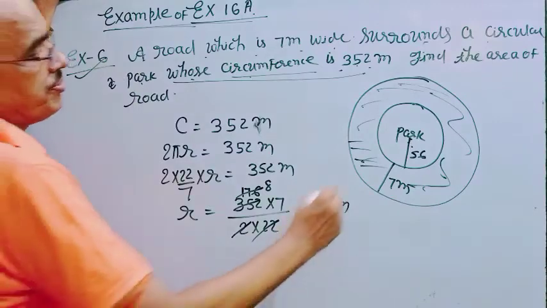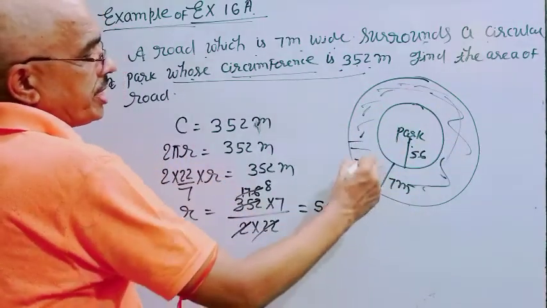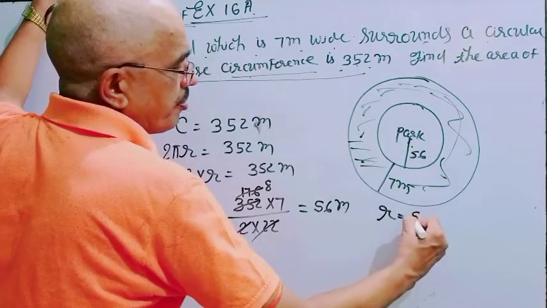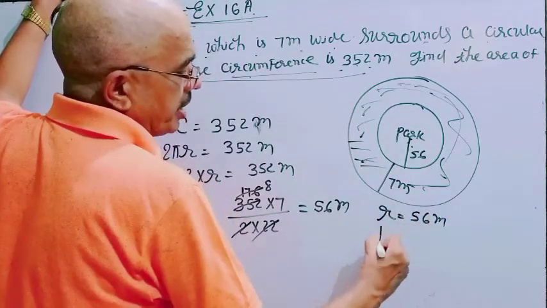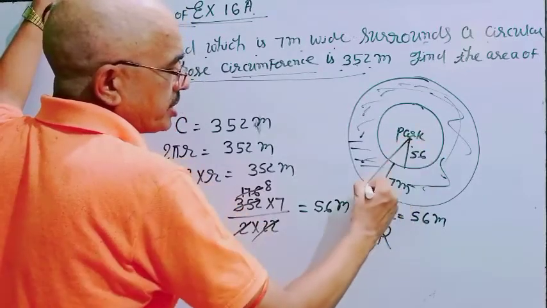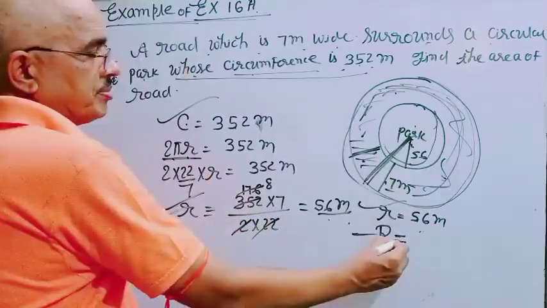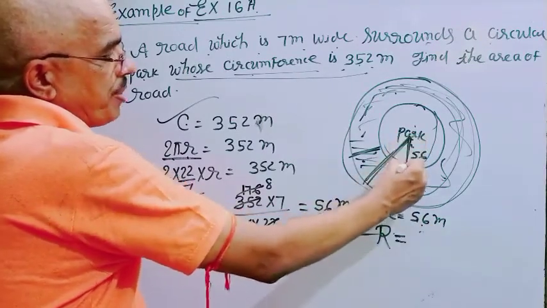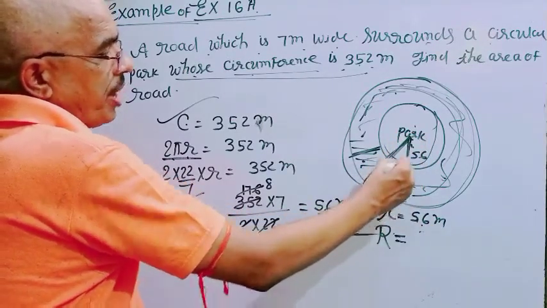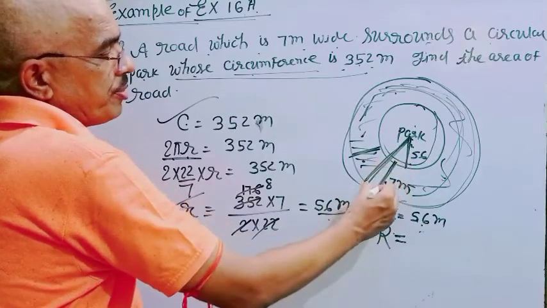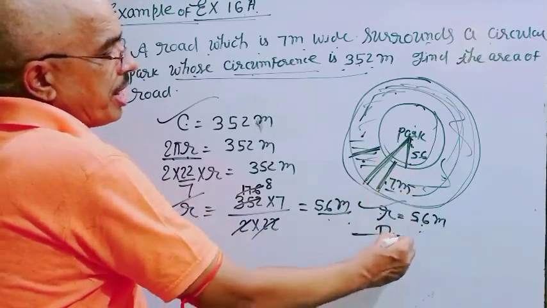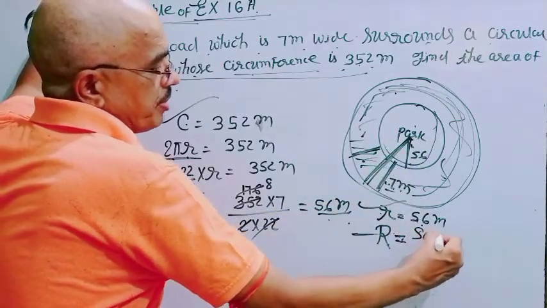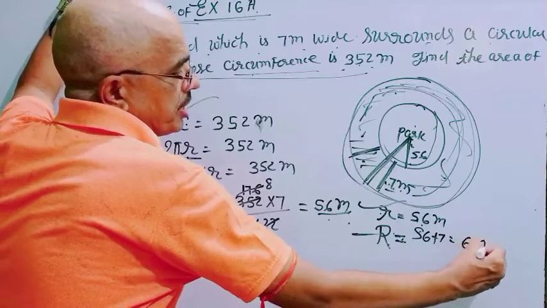Now your question is what is the area of the road? It is clear there are two radii. One radius, small r, is equal to 56 meters. Another radius, capital R, is denoted from here to here. If r is equal to 56 and the width of the road is 7 meters, then what is capital R? It is 56 plus 7, hence it is 63 meters.